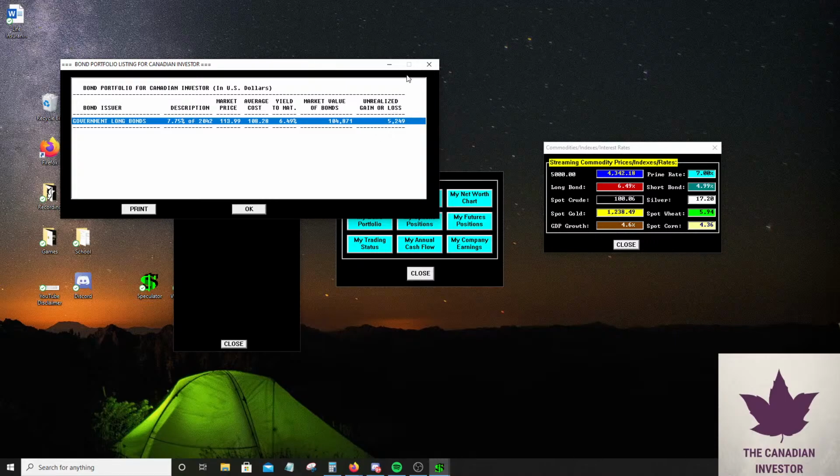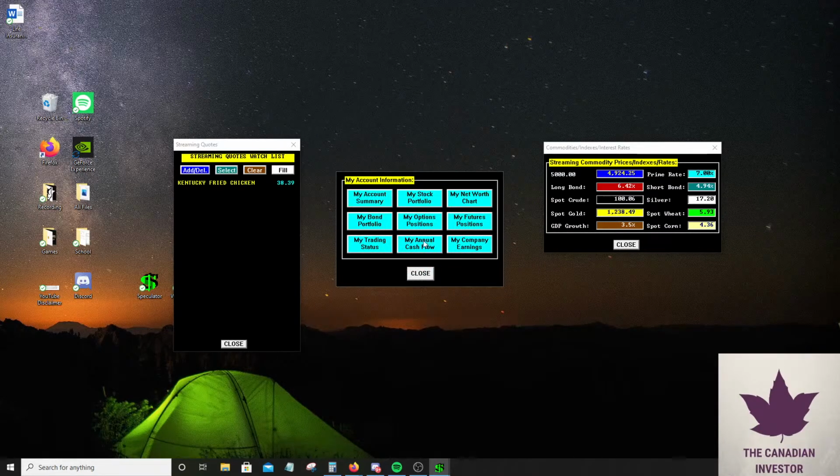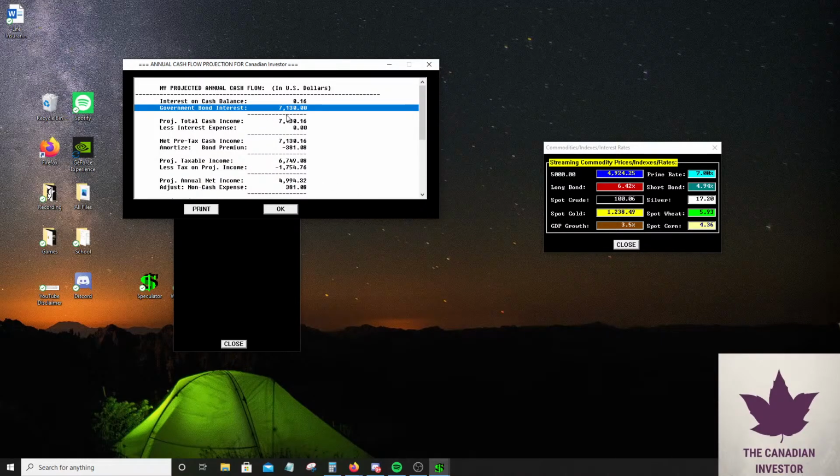So in this case, we have a $5,000 gain, and that's a capital gain. But we're going to receive some coupons every so often. So if I look over here to my annual cash flow, basically we're going to make $7,100 a year in government bond interest.